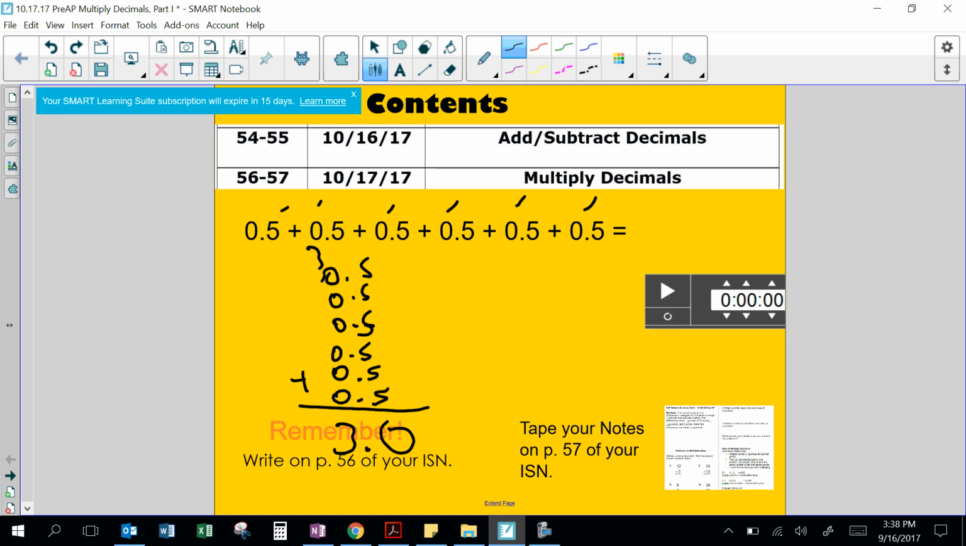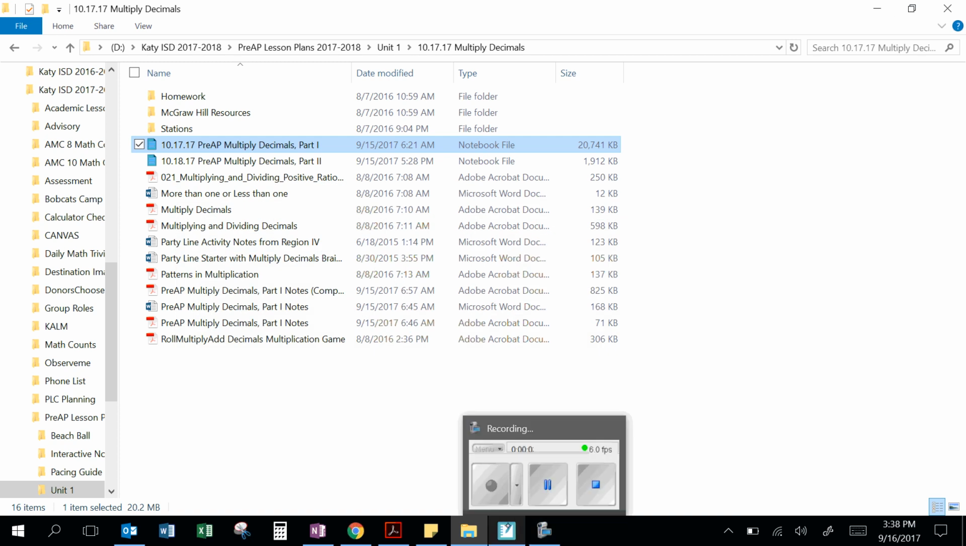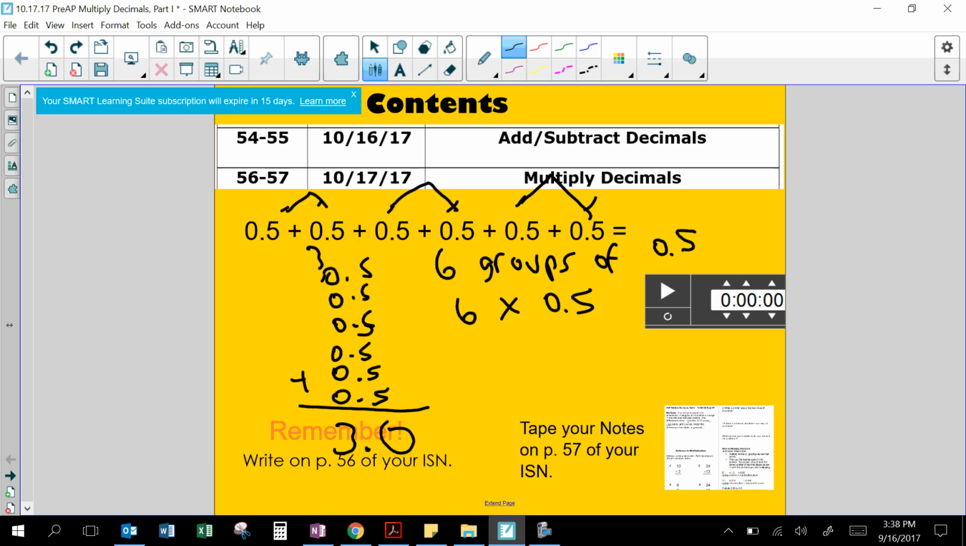What is another way to represent this? Half and half is 1 whole, half and half is 1 whole, half and half is 1 whole, 3. Do you know another way to do repeated addition? What's another word for repeated addition? Multiplication? You are right. So you have 6 groups of 5 tenths. So that's 6 times 5 tenths. Today's video, we are going to be showing the different ways of multiplying 6 times 5 tenths.